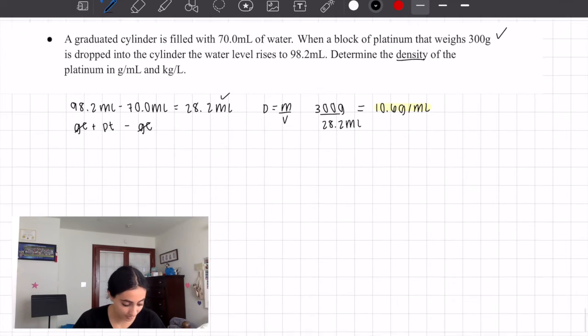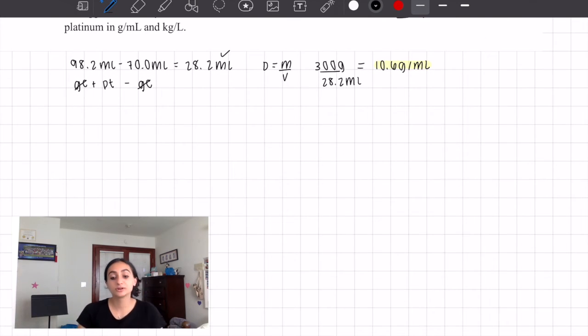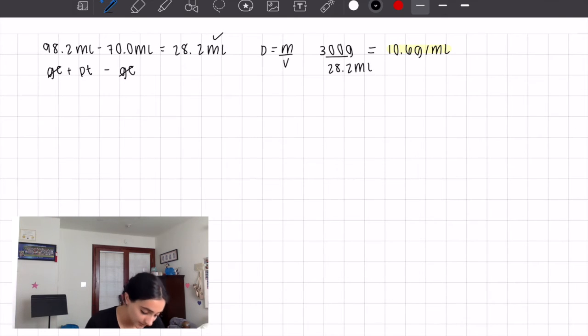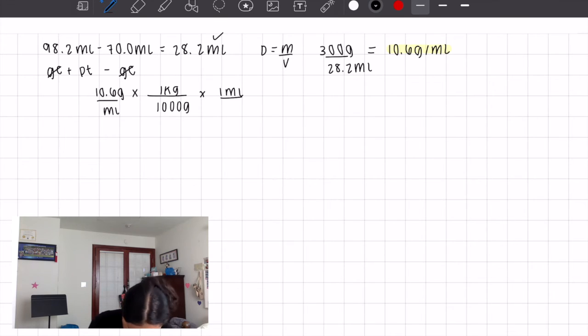Now we're going to do the final part of this, where we convert to kilograms per liter. I'm going to do this in a one-step conversion. So we have 10.6 grams per milliliter. We want to first eliminate the grams and get to kilograms. So we have 1 kilogram is equal to 1,000 grams. And then we want to get to liters. So 1 liter is equal to 1,000 milliliters. Now these units cancel, and we have kilograms per liter. If you don't understand how to do this conversion, feel free to refer back to my first video.